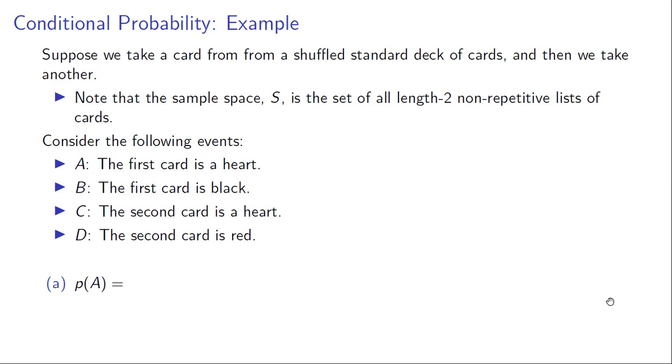We have to think about how many different ways there are for the event A to occur. In other words, what's the cardinality of A? A is where the first card is a heart. We need to get 2 cards and we care about the order. The first card has to be a heart, and there are 13 options for this. For the second card, we could pick any of the other cards, since there's no restriction on it. So that's 51 different choices here.